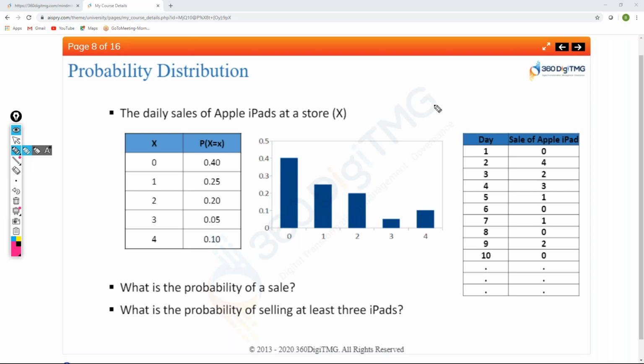All right. Now that we want to earn money, we will take a different route altogether and try to understand something called probability distribution. What is probability distribution? Let's look at this table. Say you have the daily sales data for a month, for the 30 days, for all the days of a month. You have the sale of Apple iPad.